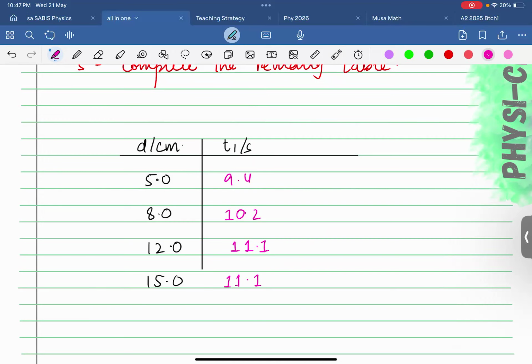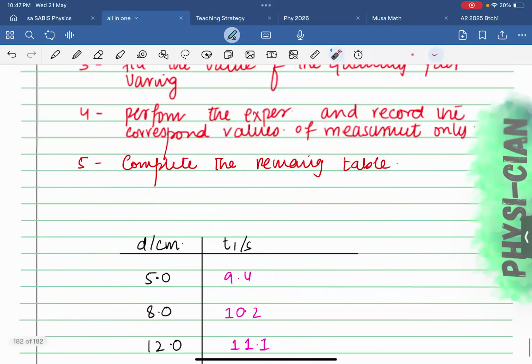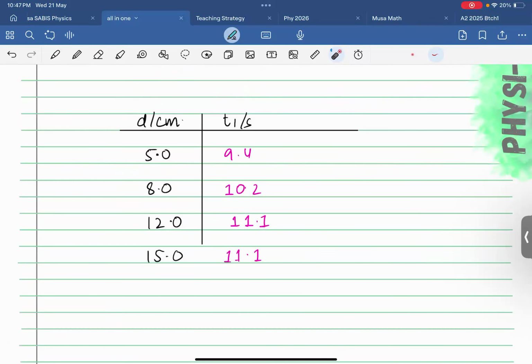Again, just recall the rule. What was the rule? You just have to ignore all the significant figures, but all your values should be in one decimal place or in two decimal places, whatever you choose. I choose one decimal place, and you can see that all of my values are in one decimal place. All the measurements should be in one decimal place. Ignore the significant figure, please. It is not required at this step, okay?